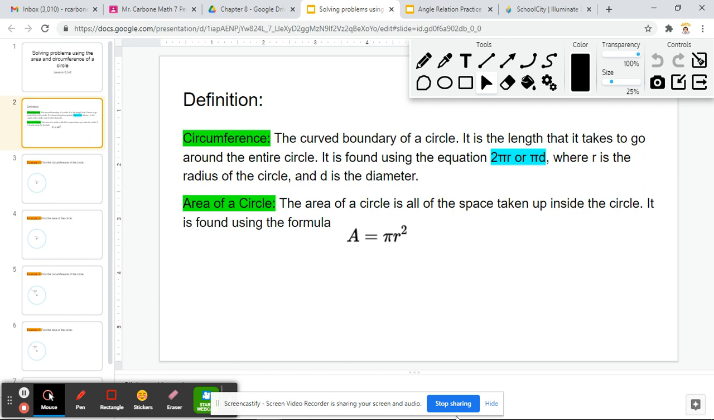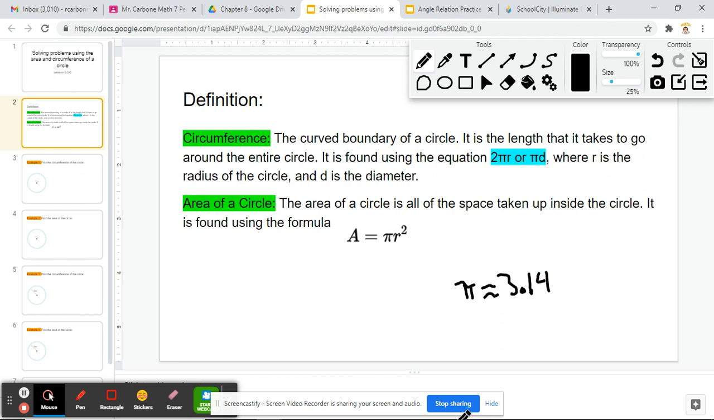So our first definition is that of the circumference. Hopefully you've all heard this before, but if not, here it is. The circumference is the curved boundary of the circle. It is the length that it takes to go around the entire circle. And we find it using the equation 2 pi r or pi d, where r is the radius of the circle and d is the diameter. And pi is just an arbitrary number, where pi is equal to approximately 3.14.